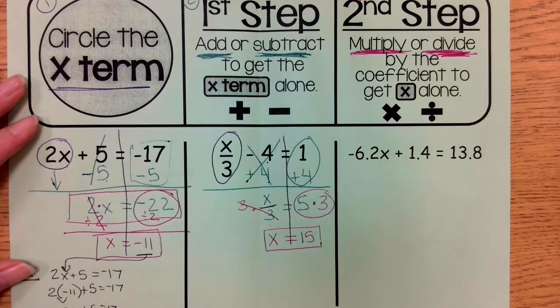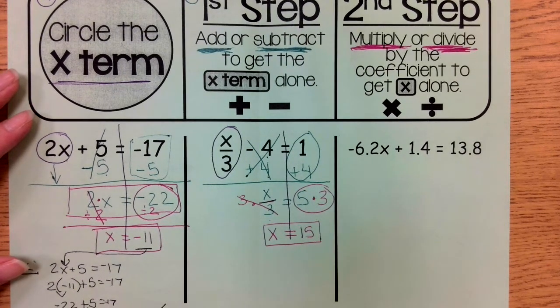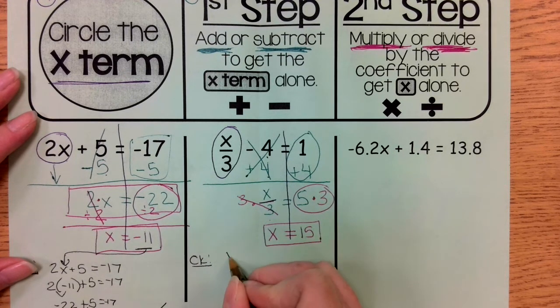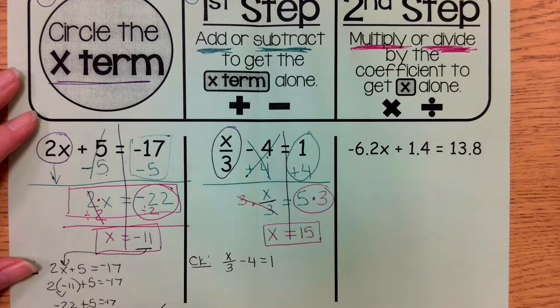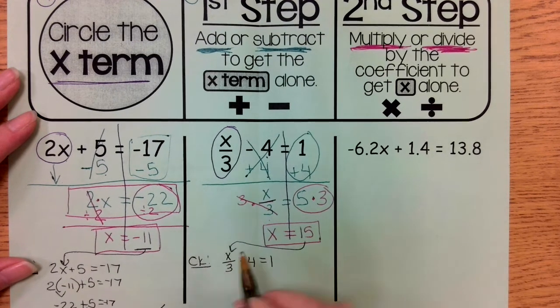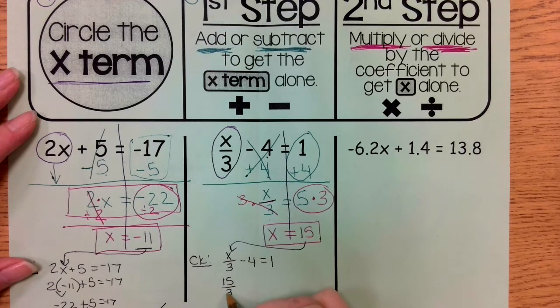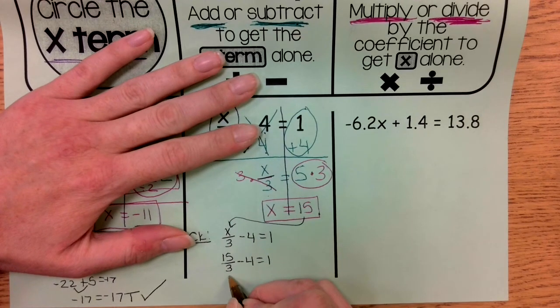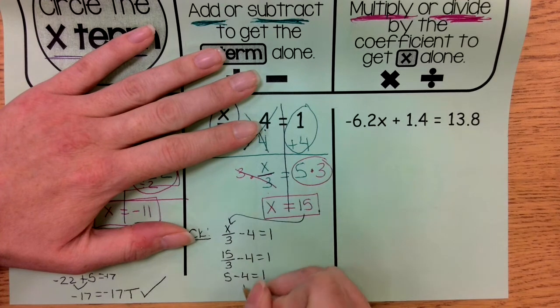Final answer. Because we're good mathematicians, we're going to check it by plugging it in. So we copy over our original equation. We're going to substitute in my answer for x. So I end up with 15 over 3 minus 4 equals 1. Then you simplify from here. So you end up with 5 minus 4 equals 1. 5 minus 4 is indeed 1. This is a true statement. Therefore, you know you did it right.